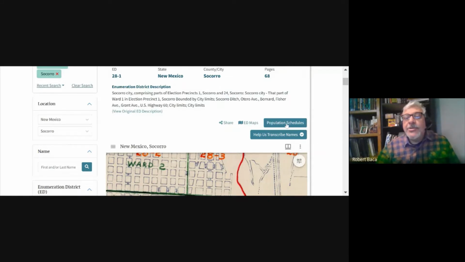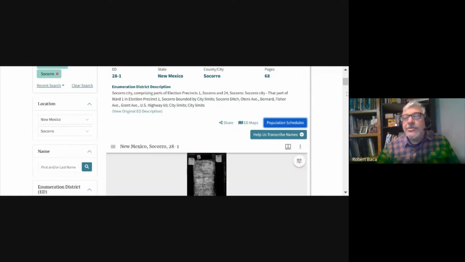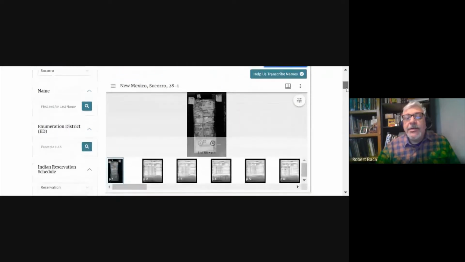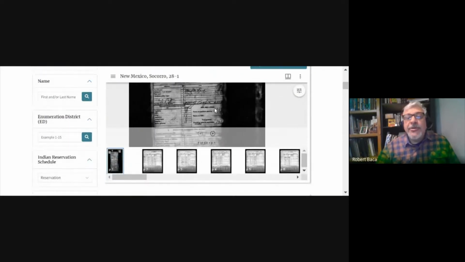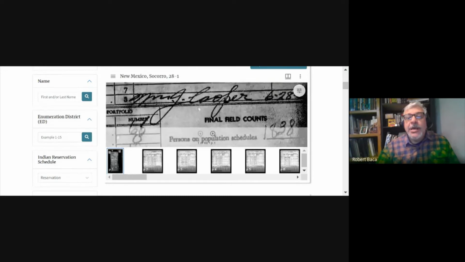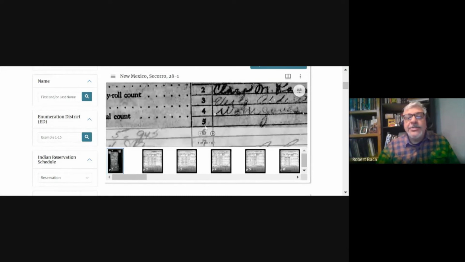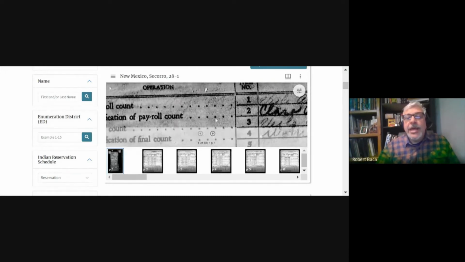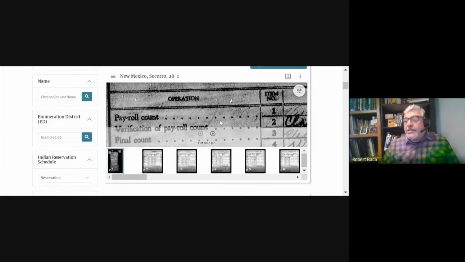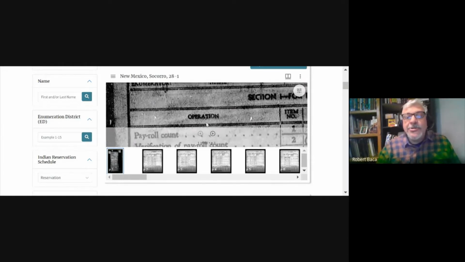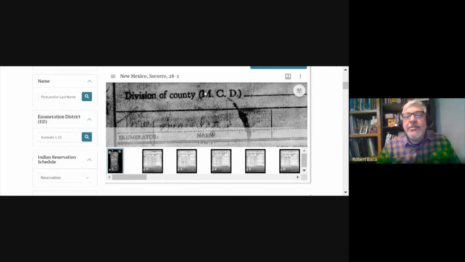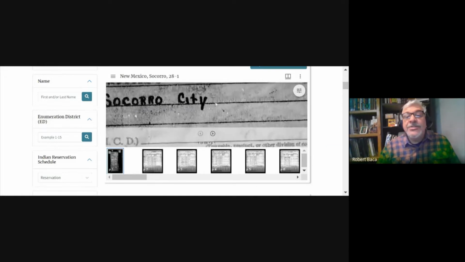Then you also have what's called population schedules. And you can see that right there. It starts off with a front page. And all I'm doing here is clicking this. If you have a mouse that scrolls and such, you can actually go up and down, make this larger and smaller. And this is just kind of the front page, tells you what it is.